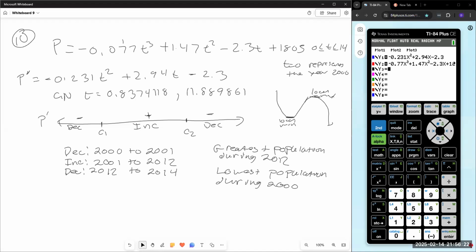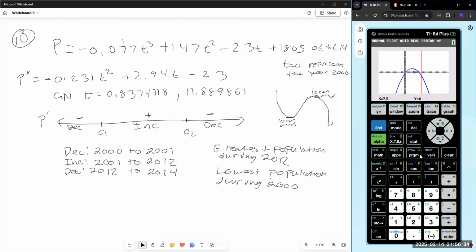So if we wanted to see what Y2 looked like on this interval here, you might need to zoom out a little bit here. Okay, I might need to zoom out a lot. You can't really see it very well, but it's there. It does do this.